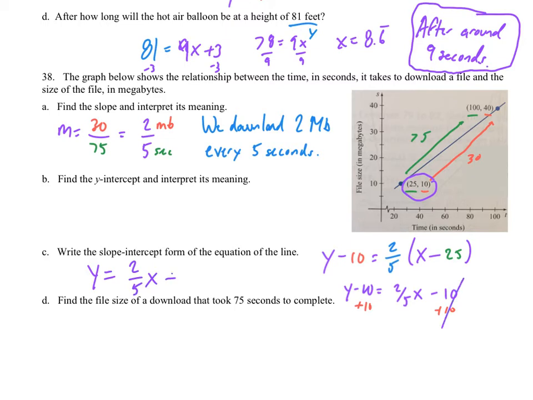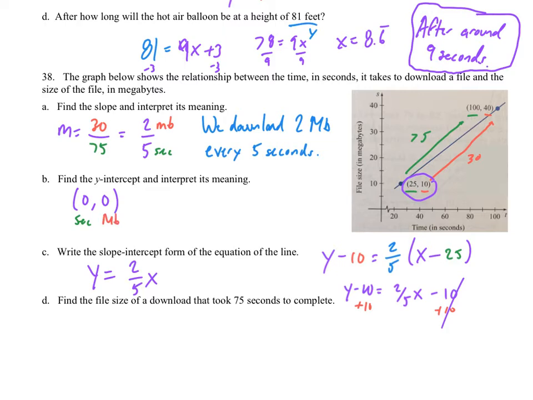So that means our y-intercept is 0. Of course, we don't need to write that. So if the x value is 0, it means our y value is also 0, since our y-intercept is 0. So how do we interpret that? Again, what does the x value stand for? That's the time, so 0 seconds. And then our y value is how many megabytes we download.